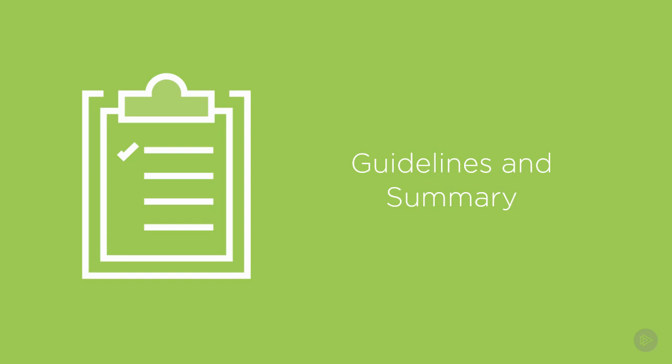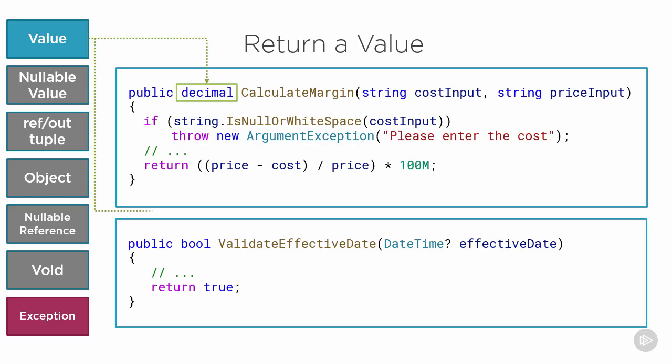Defining the appropriate return type for each of our methods helps protect those methods from being used incorrectly. Here are some guidelines to help you return an appropriate and predictable result from your methods. Return a value when you have a simple calculation or other operation that returns a value type.